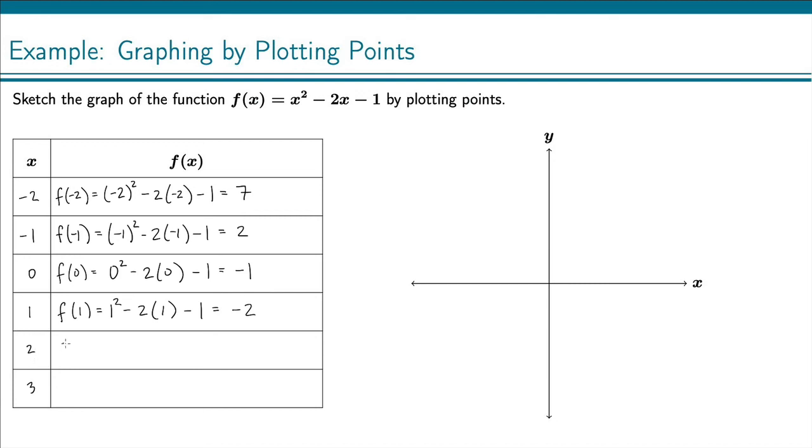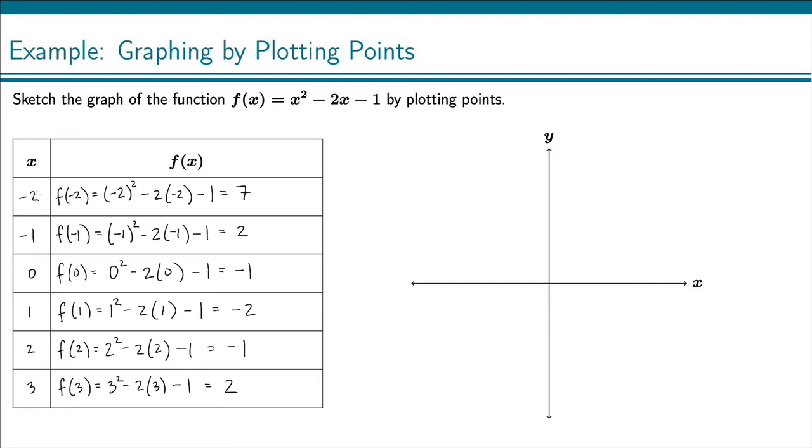And then plug in 2. We get f of 2 equals 2 squared minus 2 times 2 minus 1. That's 4 minus 4 minus 1, which is negative 1. And then 3, f of 3 equals 3 squared minus 2 times 3 minus 1. And that's 9 minus 6 minus 1, which is 2. And now we're ready to plot our points.